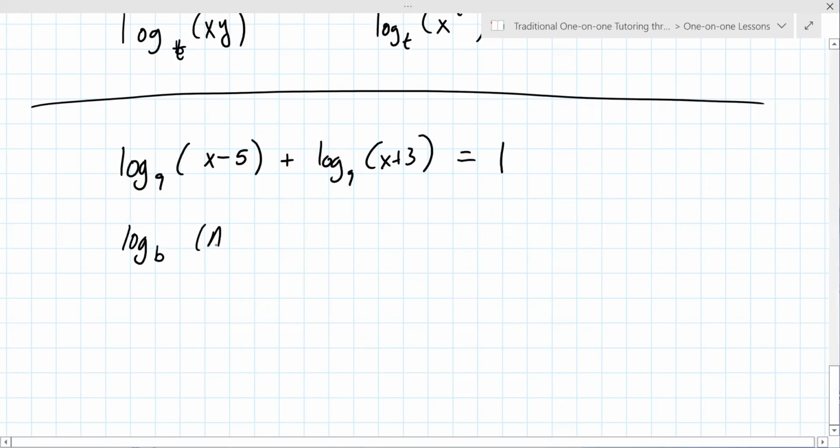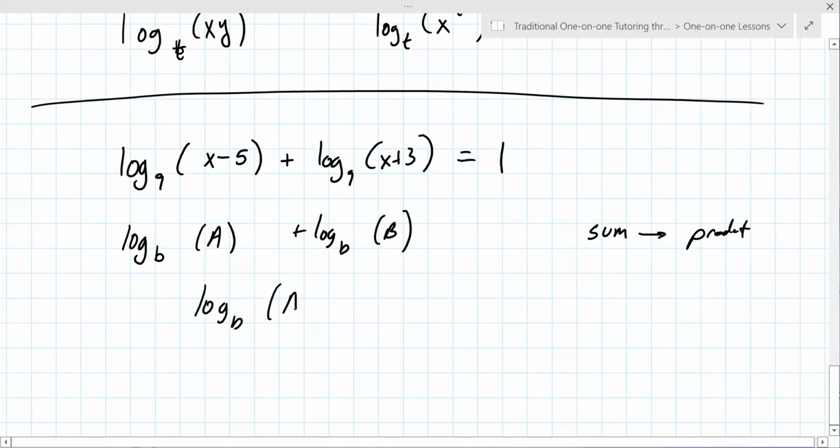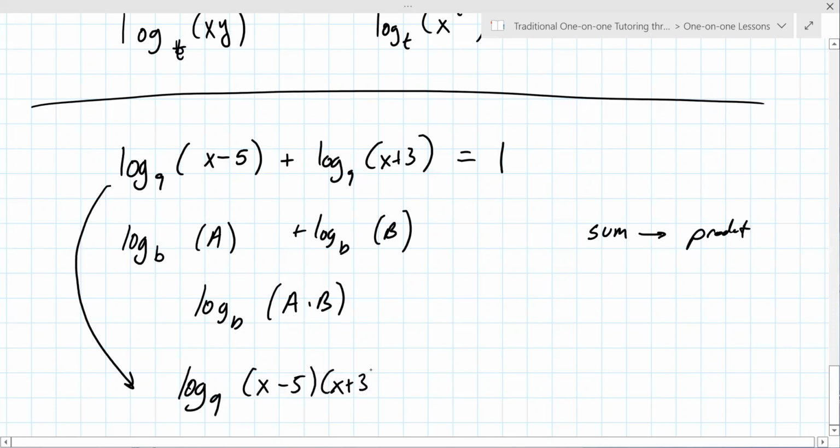Log base b of a plus log base b of b: a sum goes to a product, just like a difference goes to a quotient. So it becomes log base b of a times b. Whatever is in parentheses, you mesh in here. So this first line becomes log base 9 of x minus 5 times x plus 3 equals 1.